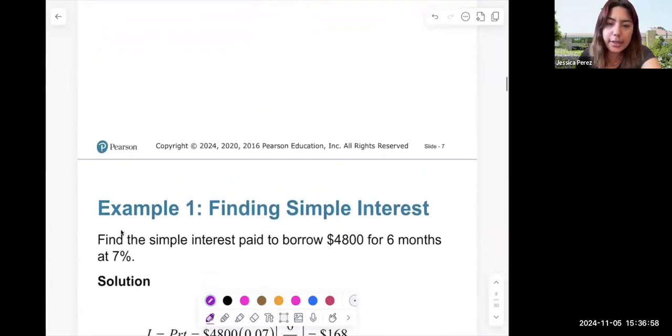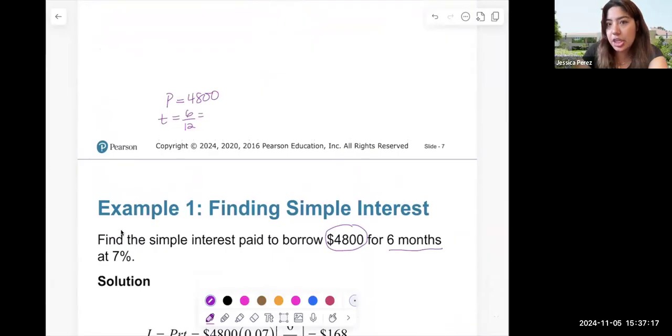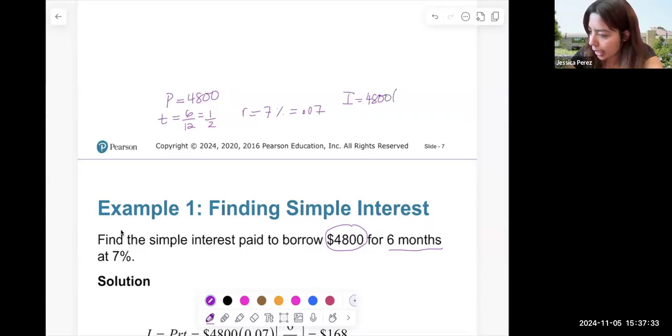So let's look at example 1, which asks us to calculate simple interest. This is how much is borrowed: my P is $4,800 for 6 months. T is 6 over 12, because if it's yearly, this is going to be 1/2. The rate R is 7%, so we always have to change it to a decimal, 0.07. So the interest is going to be calculated by 4,800 times 1/2 times 0.07.